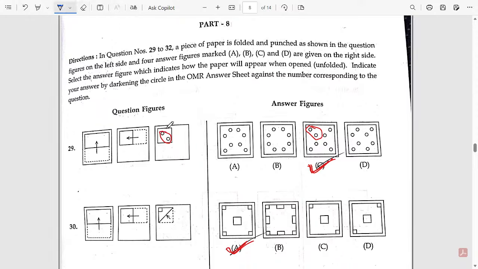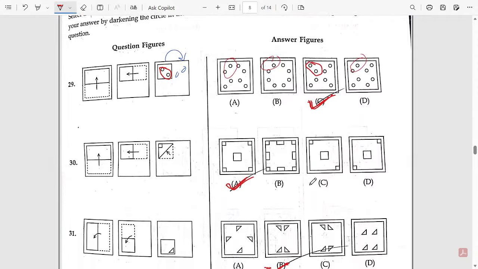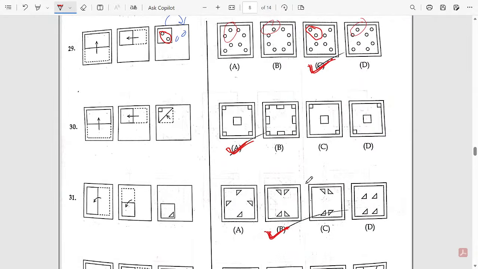So these two circles are there, so it is different here. It is not the same, so that is why it is not the answer. These two are different here, this is also different, this is also different. So directly you can say answer option C easily, right? For the 30 question, what is happening? There is a square in the corner.